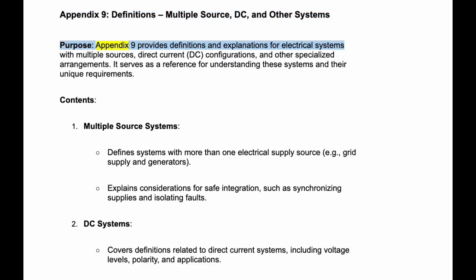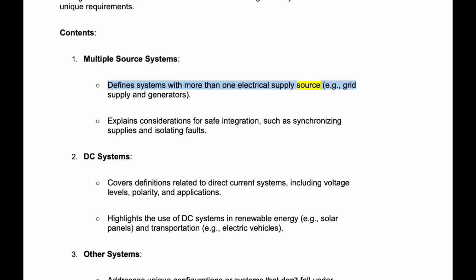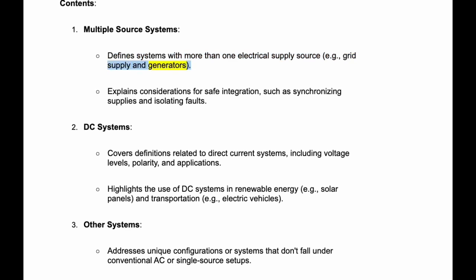Purpose. Appendix 9 provides definitions and explanations for electrical systems with multiple sources, direct current, DC, configurations, and other specialized arrangements. It serves as a reference for understanding these systems and their unique requirements. Contents. Multiple source systems. Defines systems with more than one electrical supply source, e.g., grid supply and generators. Explains considerations for safe integration, such as synchronizing supplies and isolating faults.